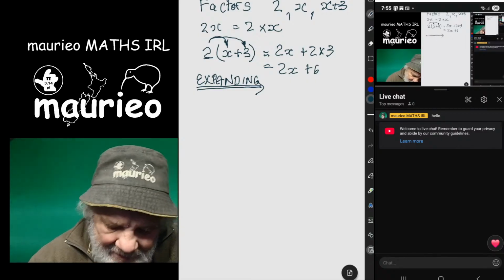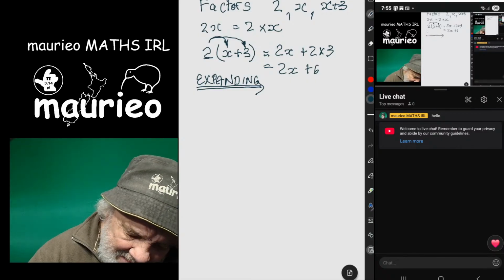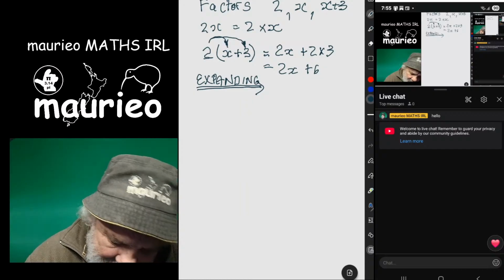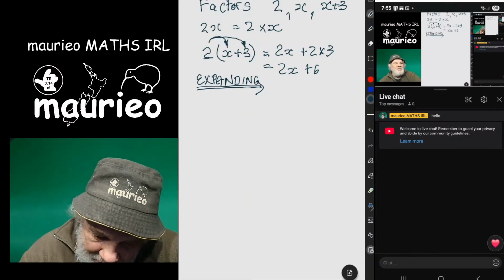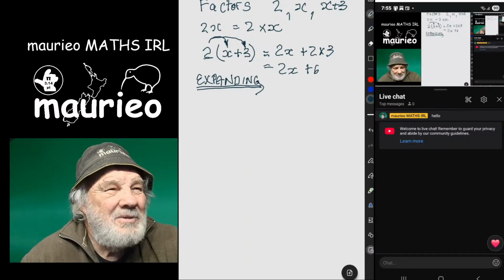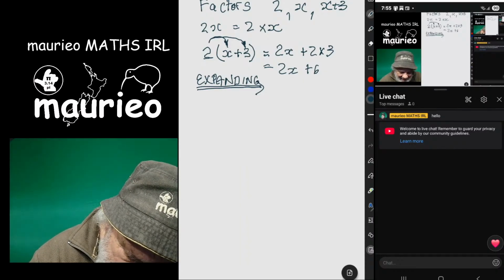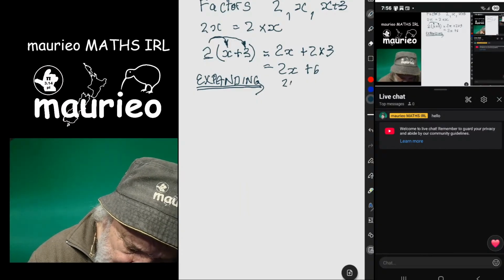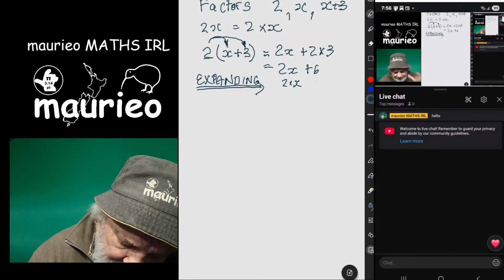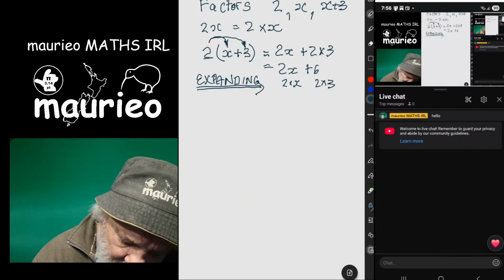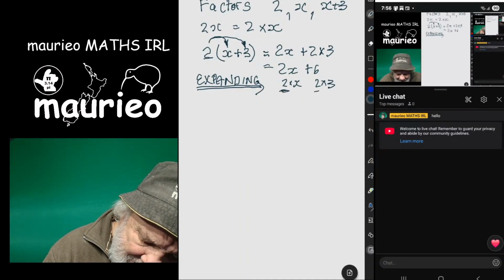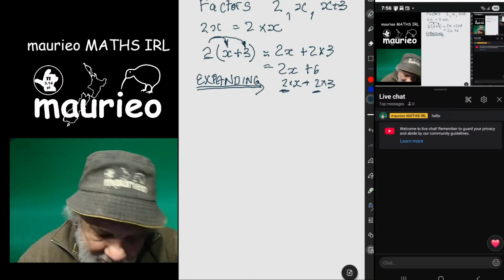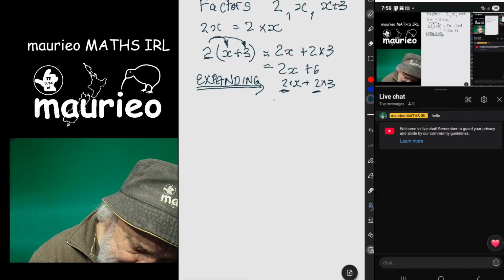And the opposite of that is like, we can look at this 2x plus 6. Now we've just expanded it, but now we're going to try and factorize it. If you look at the 2x, you've got 2 times x. And if you look at the 6, you've got 2 times 3. So what we've got here is a common factor, a factor that's common to both of those expressions, which is 2. And we can put that outside the bracket.